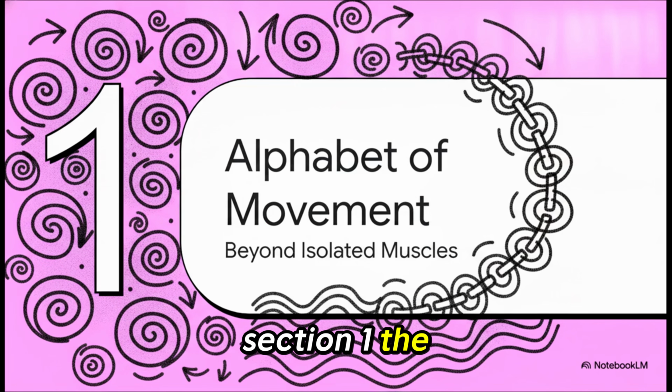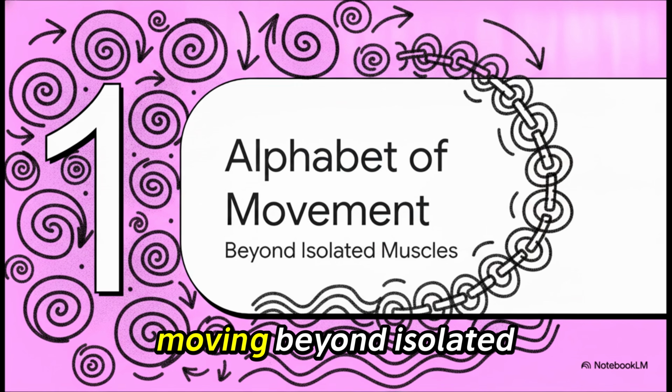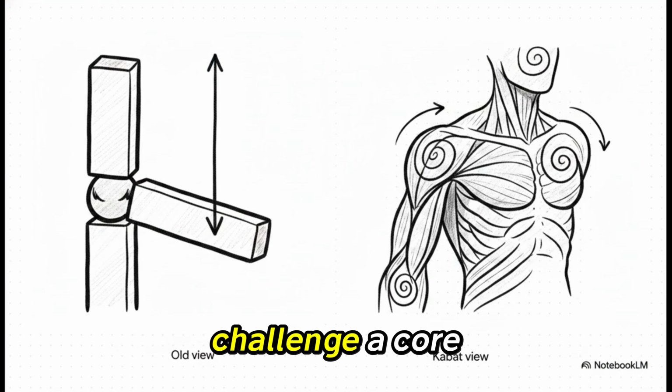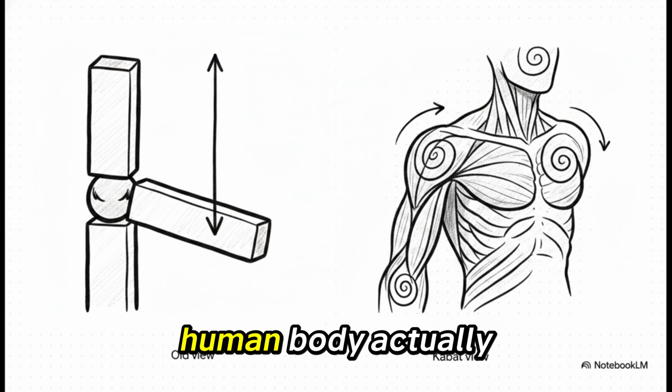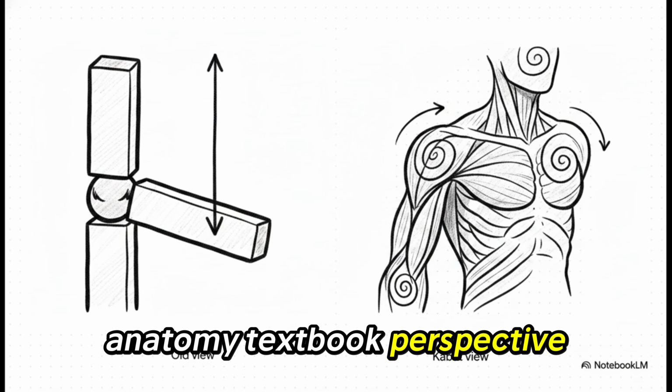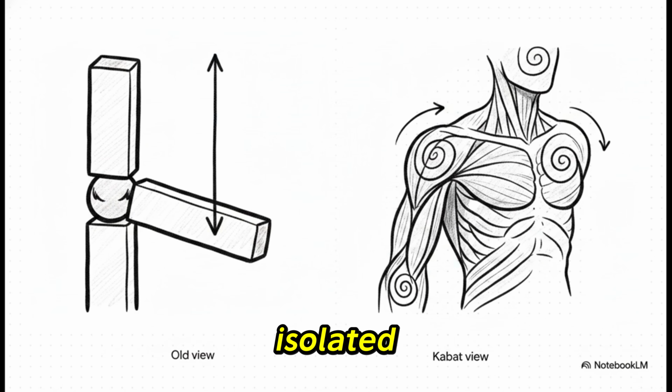Section 1. The alphabet of movement, moving beyond isolated muscles. To start, we really have to challenge a core assumption about how the human body actually operates. For the longest time, the old anatomy textbook perspective taught us that the brain controls isolated linear muscles in single planes. It was like pulling a single string to bend a hinge.